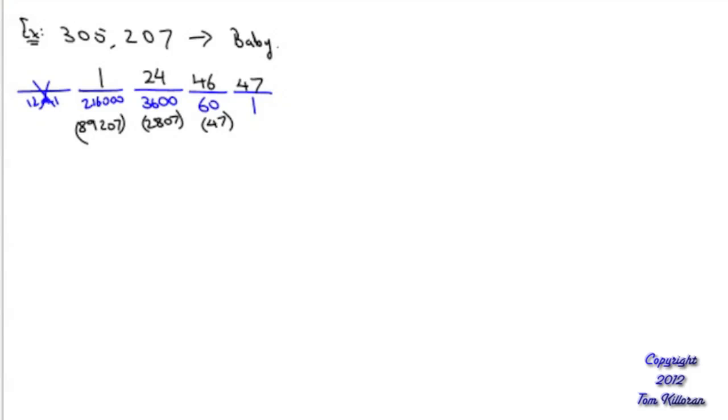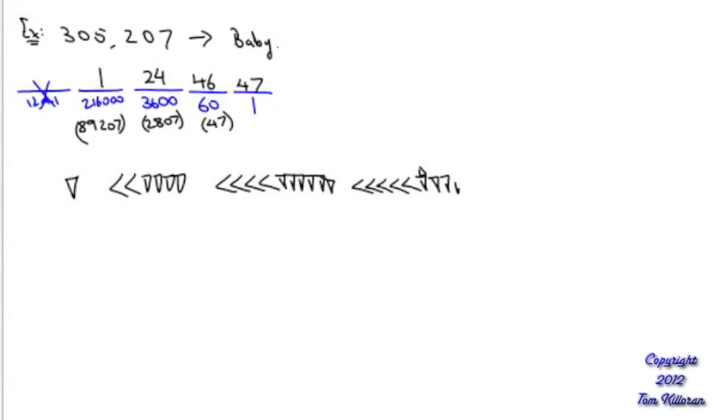So 1 in Babylonian is a triangle upside down. 24 in Babylonian is 2 arrows and 4 triangles. 46 in Babylonian is 4 arrows and 6 triangles, or 50 minus 4. Yeah, you can do that too, but I'm going to go the long way. And 47, I'm going to do 50 minus 3. So there would be 1, 24, 46, 47.